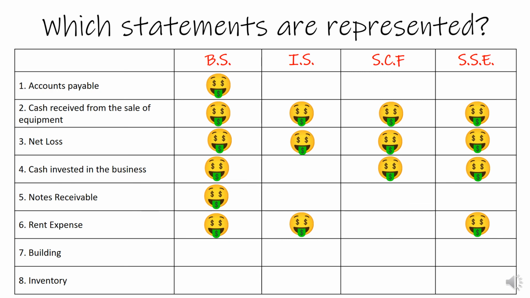Number 7, building. Without any other information, we assume that this is just the amount represented to show the value of the building on our financial statements. So that transaction hits only the balance sheet. Likewise, knowing nothing else about inventory, we're going to assume that our inventory relates only to that amount reported on the balance sheet, not to the usage of inventory through the cost of goods sold account or the income related therein.